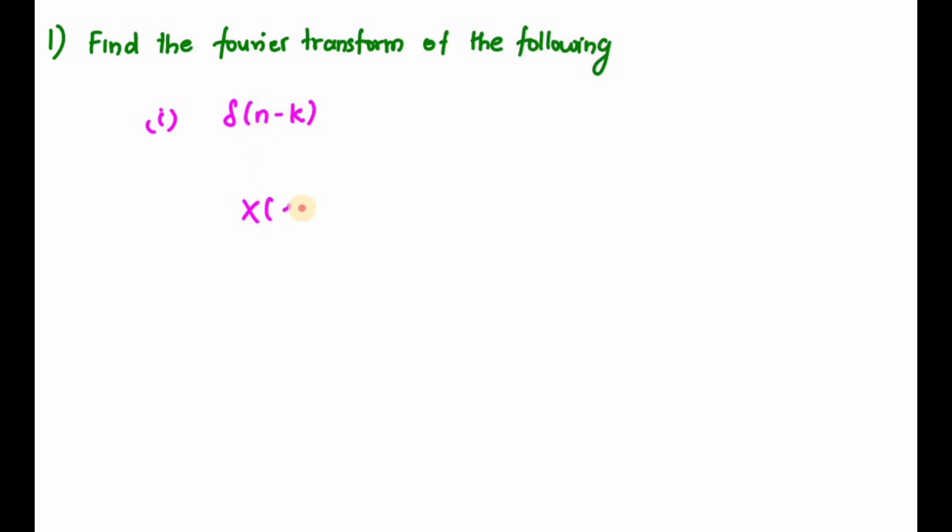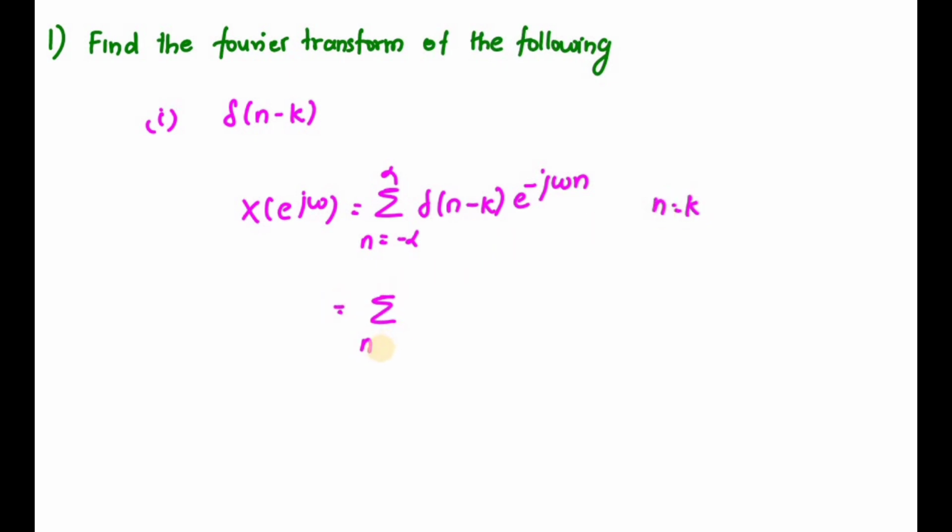The formula for the discrete time Fourier transform is X of e power j omega is equal to summation n equal to minus infinity to infinity delta of n minus k e power minus j omega n. So in order to make the delta of 0, you have to substitute the n value. So the n value must be equal to k.